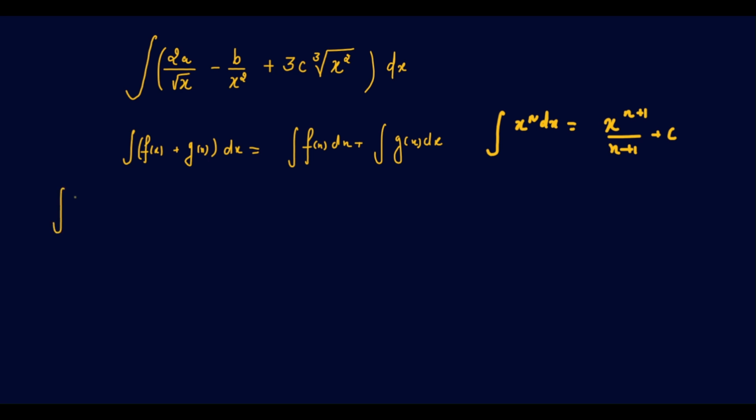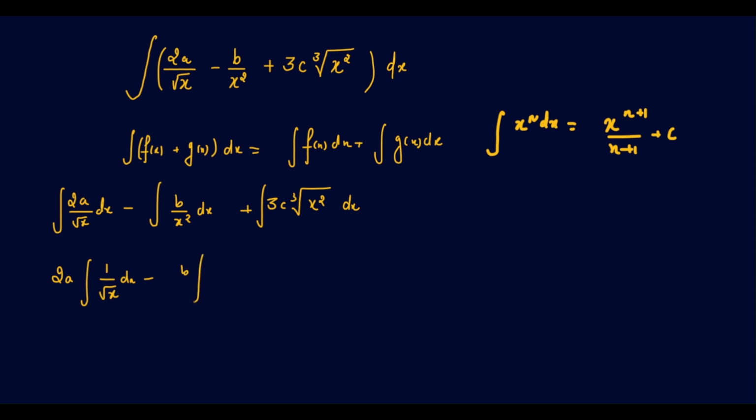So you will get it as integration of 2a by root of x dx minus integration of b over x square dx plus 3c cube root of x square dx. You will write it like this. Now, if there is any constant value, we will take it outside. So you will write 2a outside and write it as 1 by root x dx minus b upon 1 by x square dx, and at last you will take 3c outside and take cube root of x square, and it is written in this form.